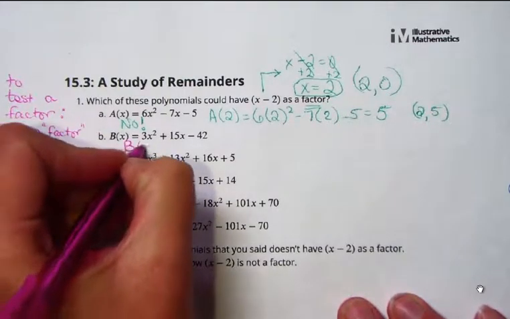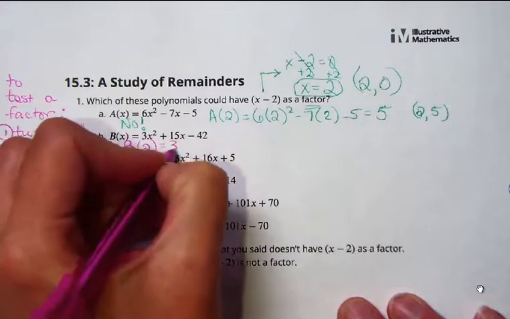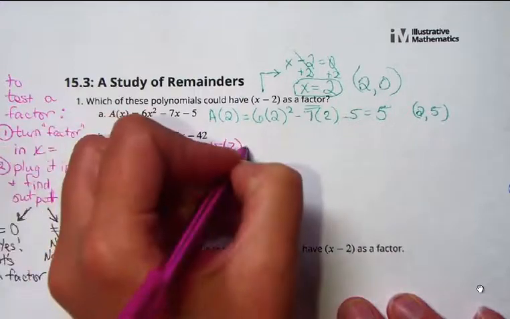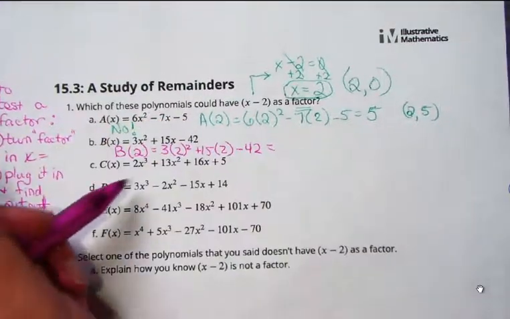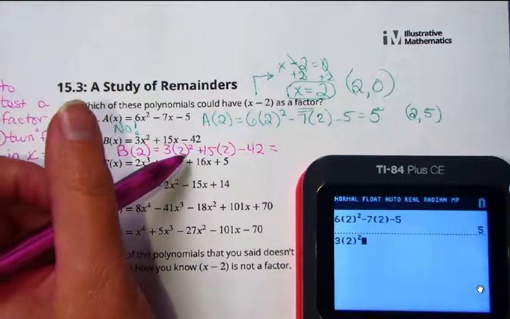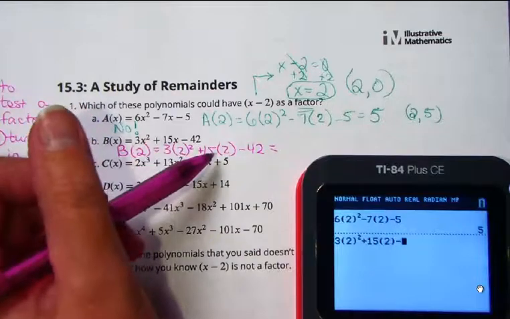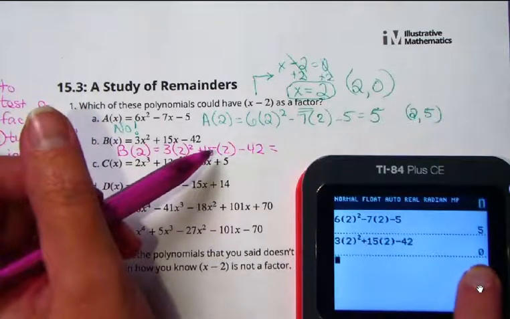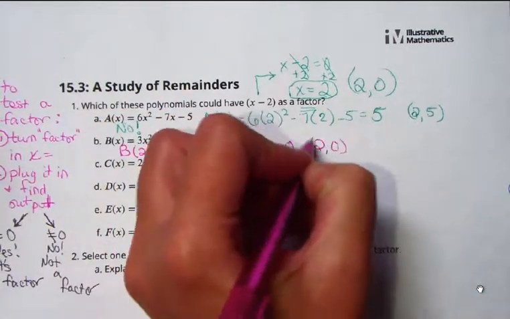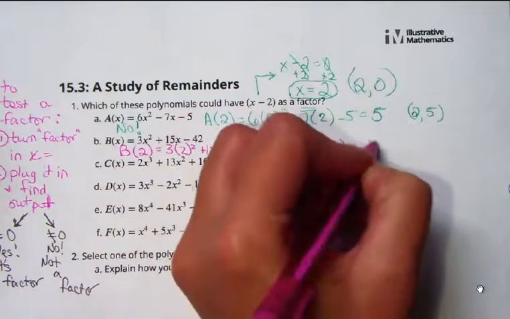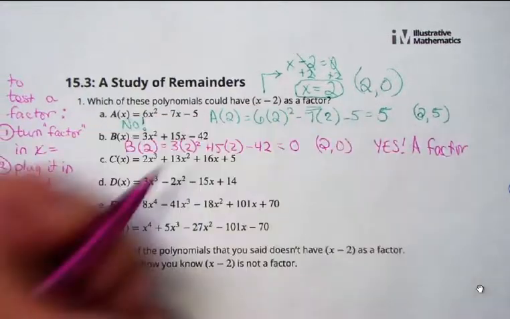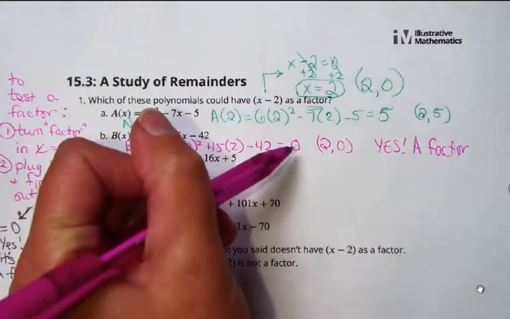Keep on trying this. I'm going to find b of 2. And I'm just writing out these first couple. I do always want to write down what the output is. Ooh, this one equals 0. So I'm going to say this one has a point at 2, 0. That is a 0 of the graph. And I'm going to say, yes, this is a factor. If I divided, it would have a remainder of 0.